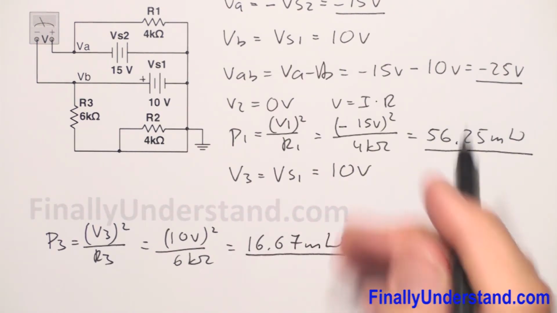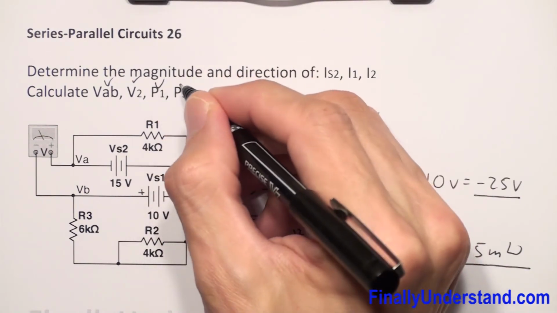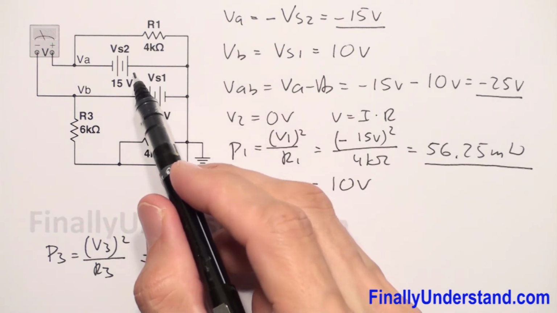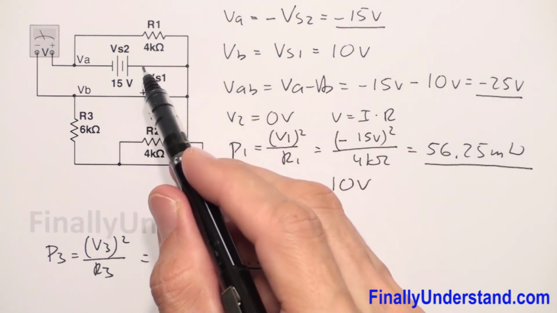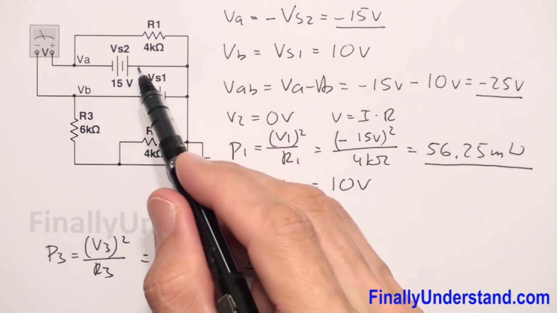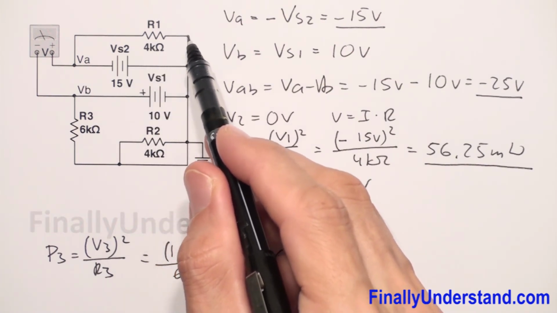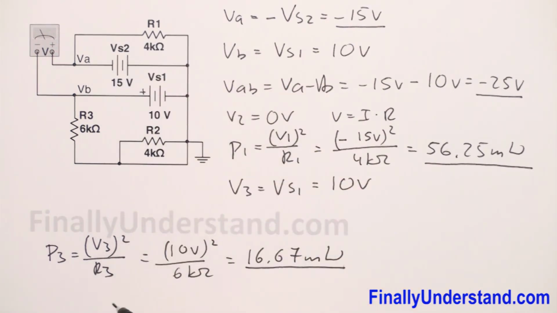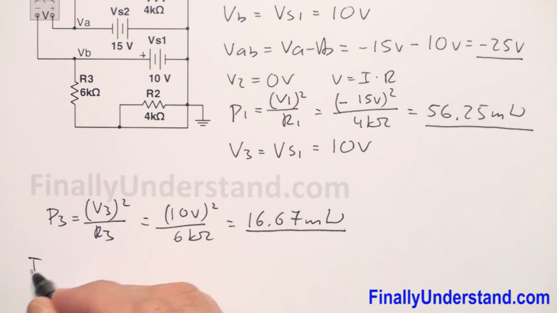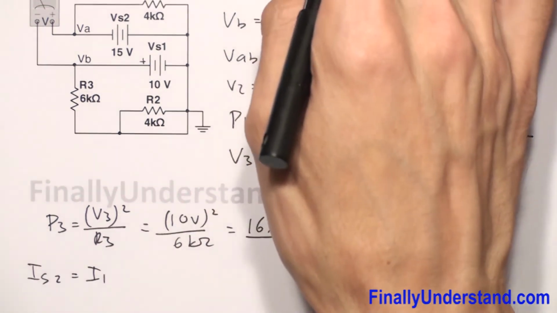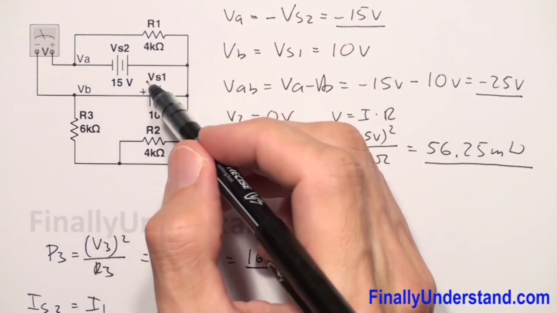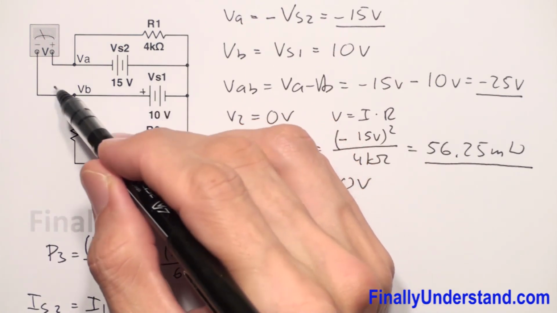Okay, so we found P1 and we found P3. If we want to find the current which goes through source 2, we're supposed to realize that this is the current which will flow in this loop. So we can say that I source 2 is equal to I1. This is the same current, because we are going to ignore the very low current which will go through the voltmeter.